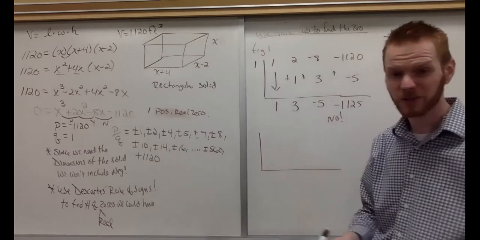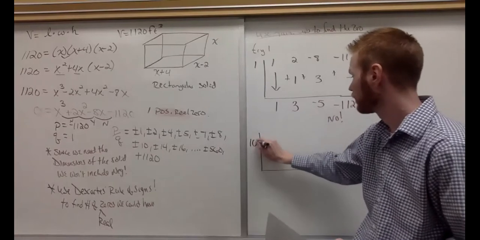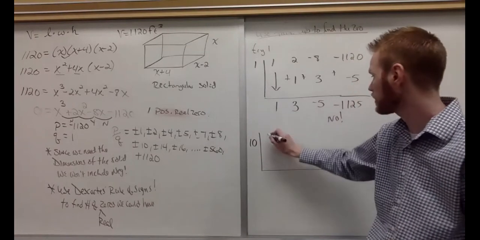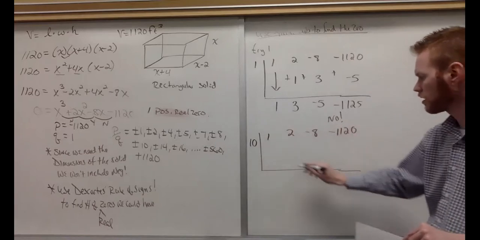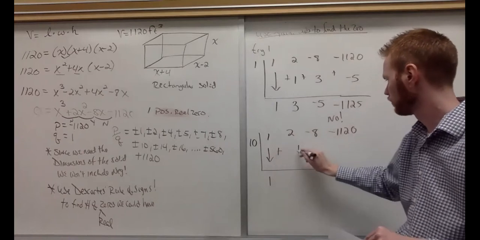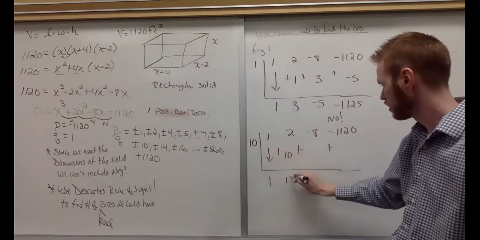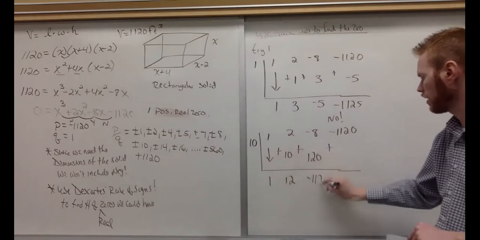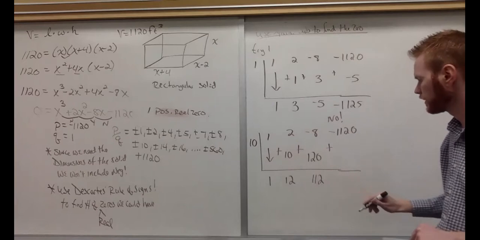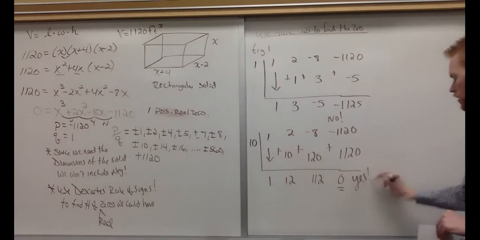Now, because I use the graphing calculator, I use the table function to figure this out. Okay. 10 will work. Okay. So let's just plug 10 in to confirm it. Okay. So bring this down. Okay. And once again, multiply, we get 10. Then we get 12. Multiply, get 120. Get 112. Multiply, get 1,120. And I get a 0. So yes, 10 is a 0.